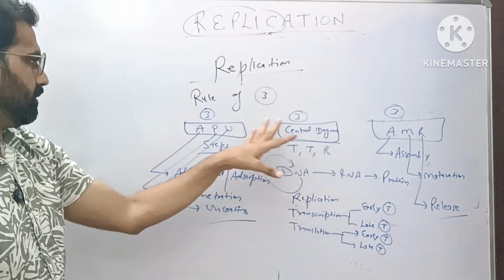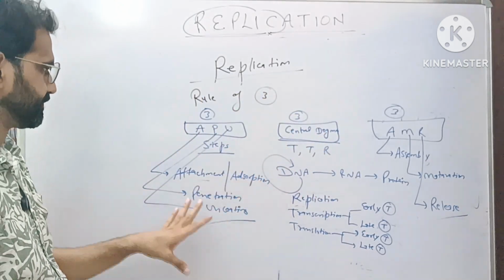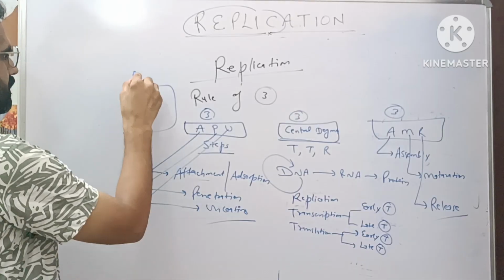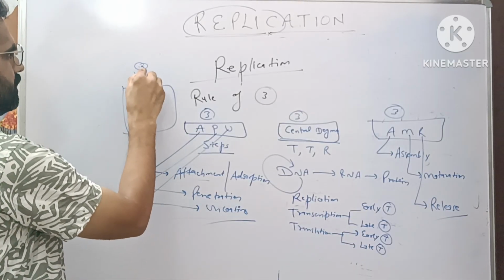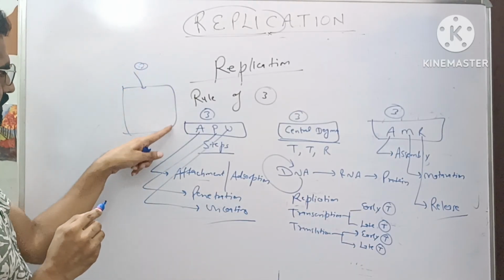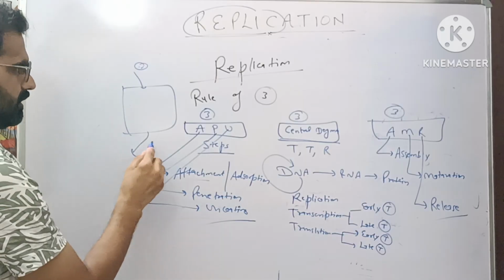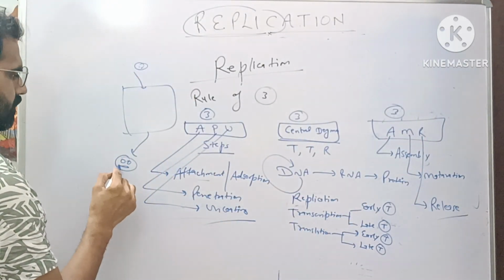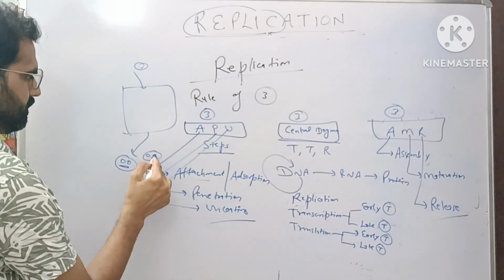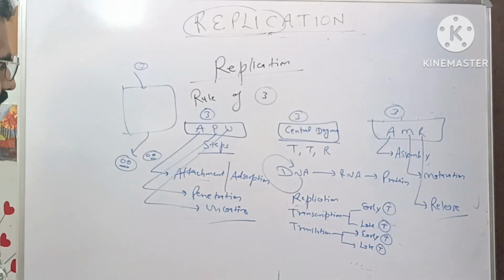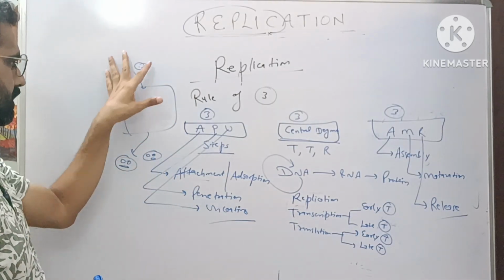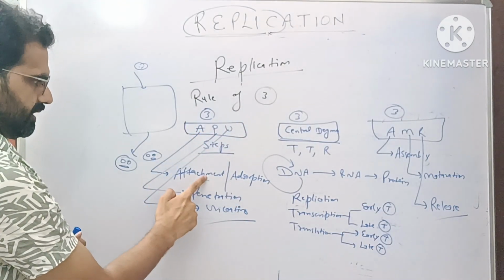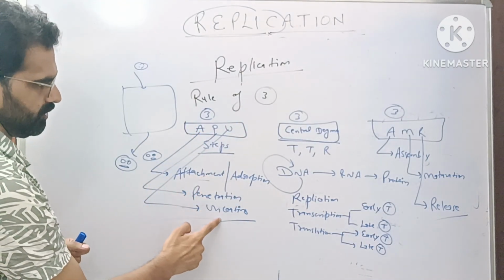So this is how the rule of 3 works, with the attachment of the virus with the host cell, and last is the R, release of the virus from the cell. So first we'll discuss these 3 steps: attachment, penetration, uncoating.